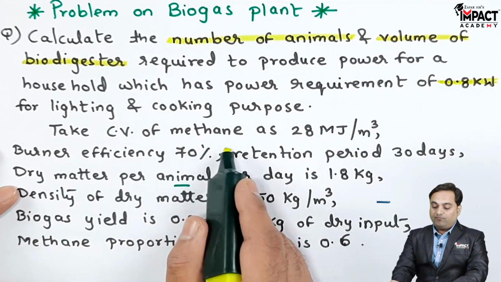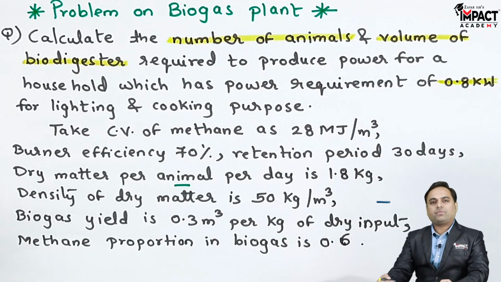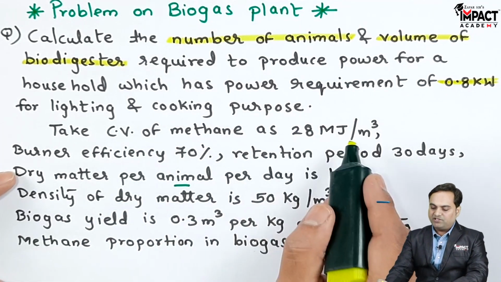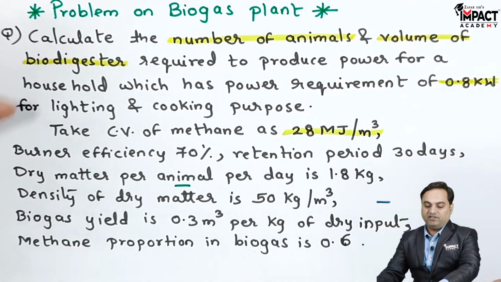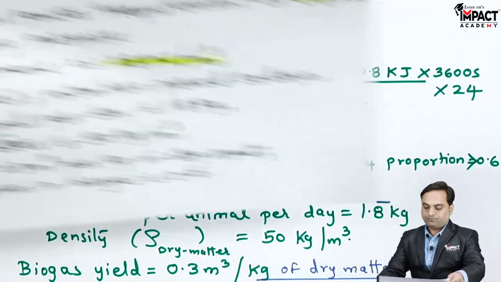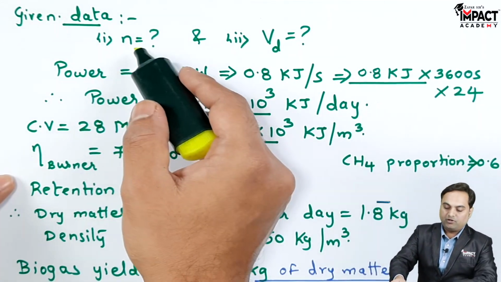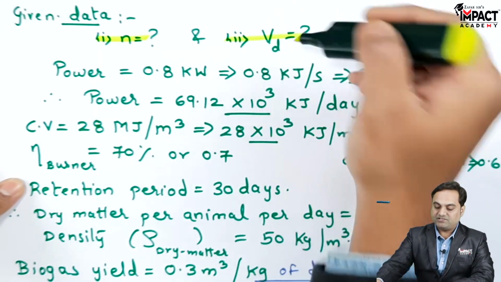Now take CV of methane. CV is a calorific value, and biogas mostly in major proportion it contains methane. So the calorific value of methane is 28 megajoule per meter cube. And whatever is given here, I will be writing that in the form of data. We can see it over here. First we have to find the number of animals, then the volume of the digester.